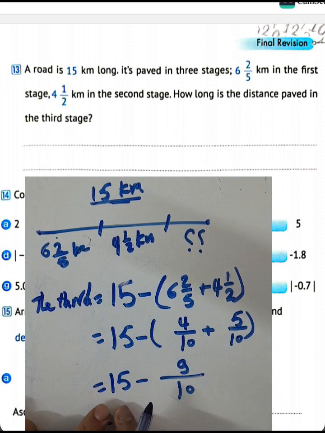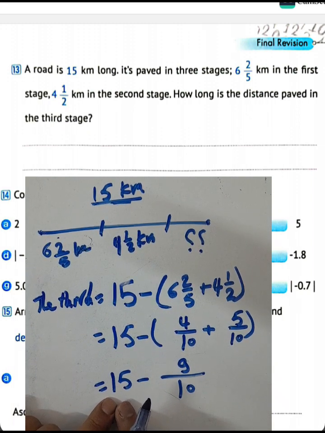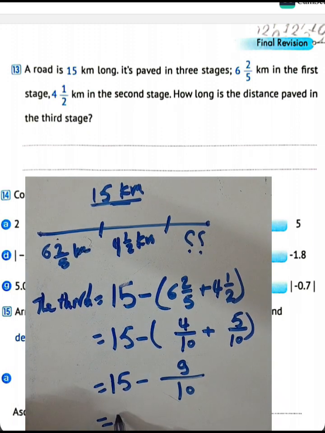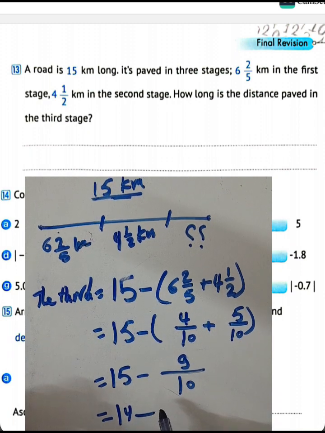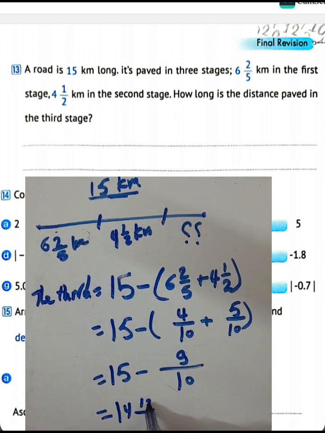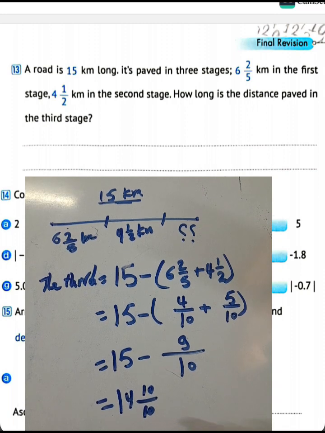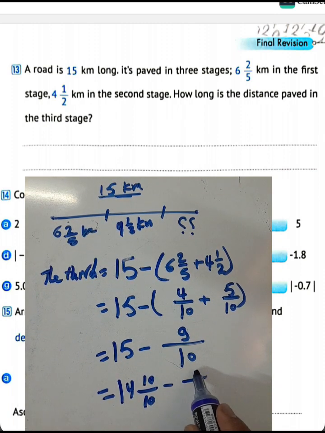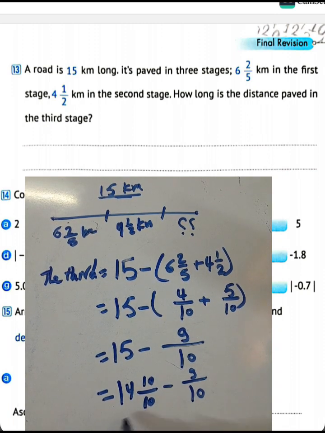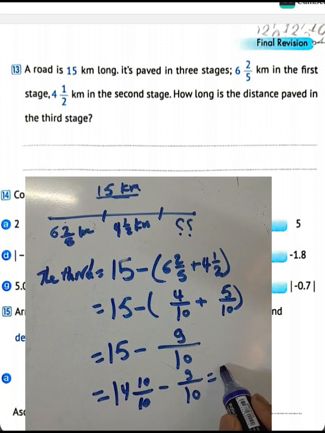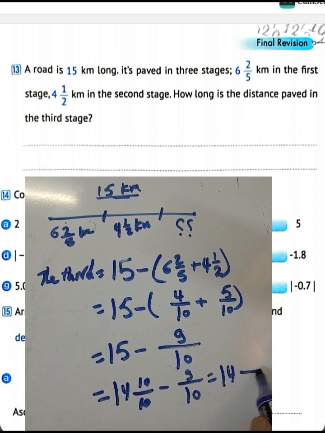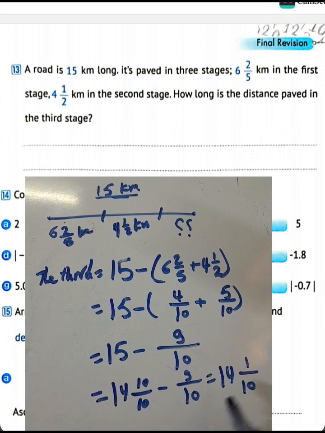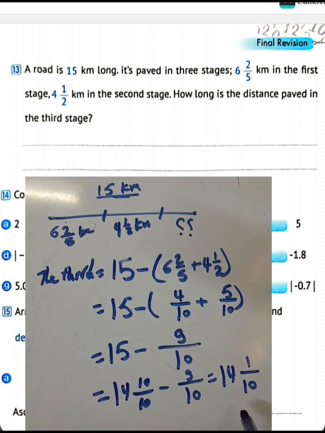You must convert the whole number to a mixed number. 15 will be 14 and 1 will be 10 over 10. Okay, to find the difference between the two numbers, subtract 9 over 10, and then you can write 14 here, and 10 minus 9 equals 1, and denominator 10. The result will be here 14 and 1/10.